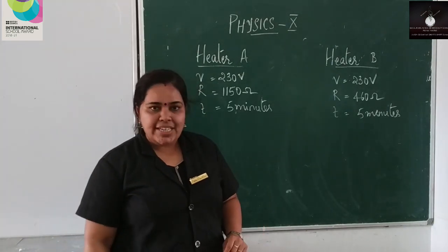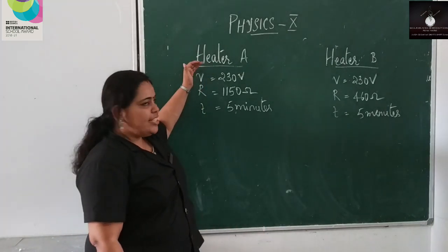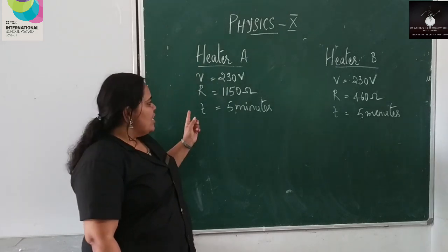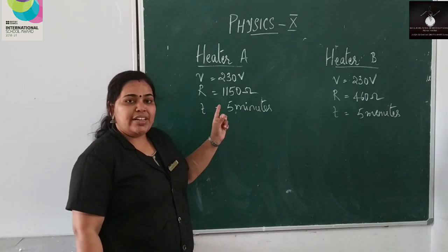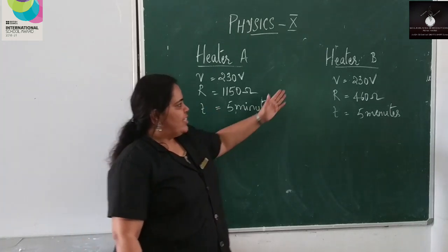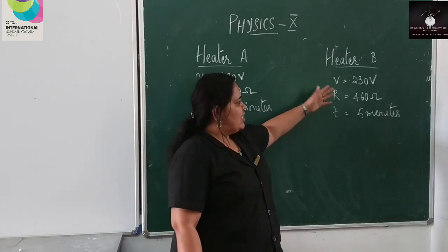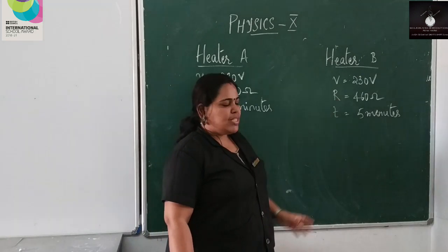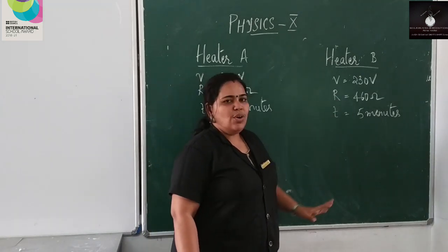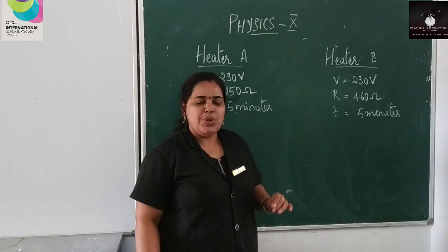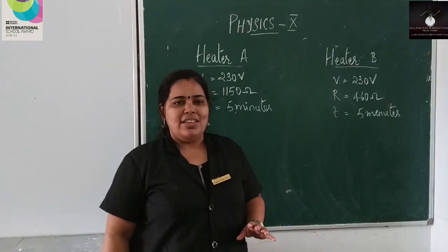Details of two electric heaters are given. Take heater A: V is equal to 230 volt, resistance 1150 ohm and time is 5 minutes. And take the case of heater B: V is equal to 230 volt, same as that of A, resistance 460 ohm and time is also 5 minutes. So here you have to find out the heat produced in heater A and B.